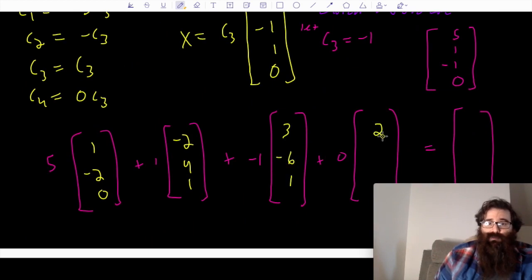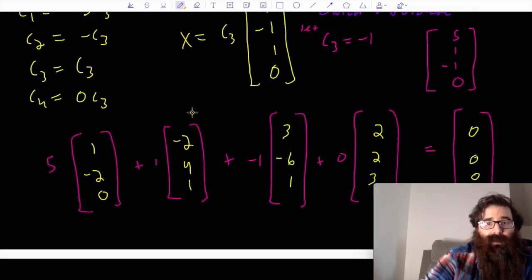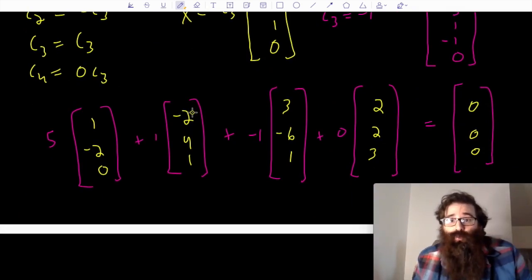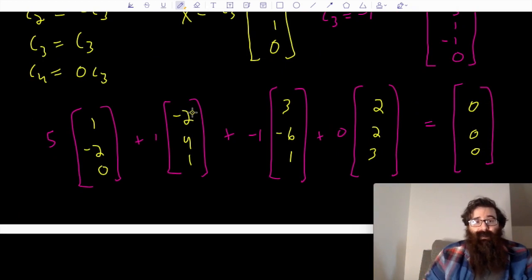What was this one? 2, 2, 3? Well, got to go back and check that because I don't have a great memory. But I think it was 2, 2, 3 when I glanced at it. 2, 2, 3. And I want to know, hey, did it work? Did I find a non-trivial linear combination? Did I find non-trivial weights?